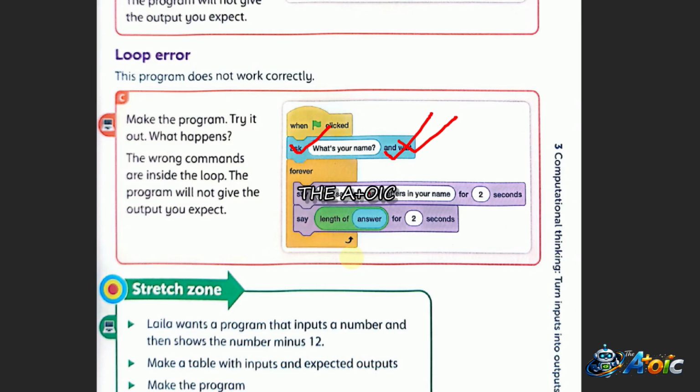I will say how many letters in your name. So the program is going to be asking, what's your name? And then you just type your name, before it comes to say, I will say how many letters. The program is not making sense. It is not making sense at all. You can see that the sequence is wrong.